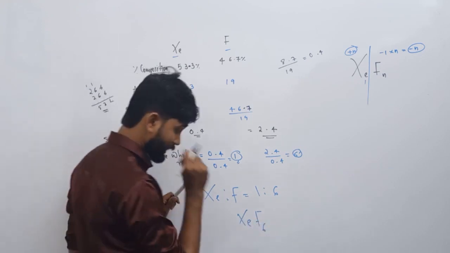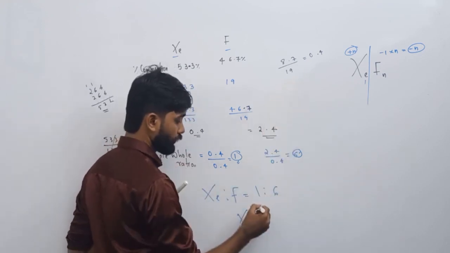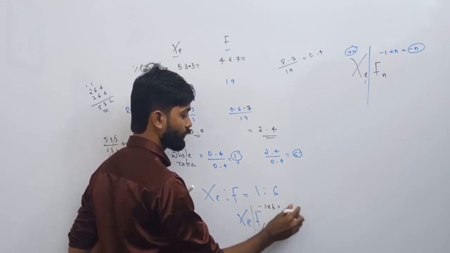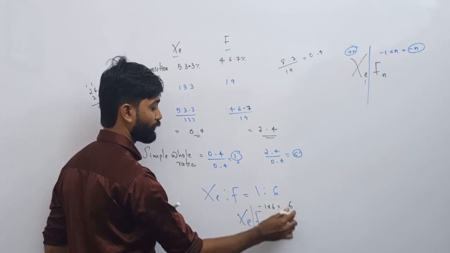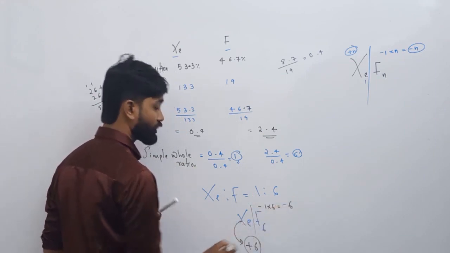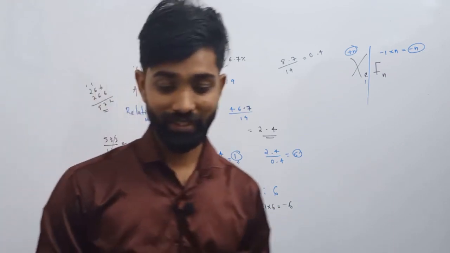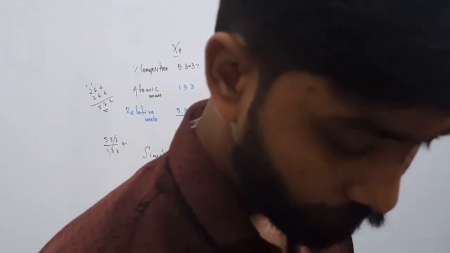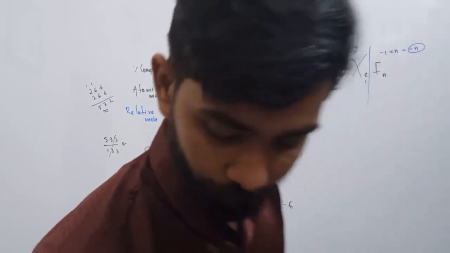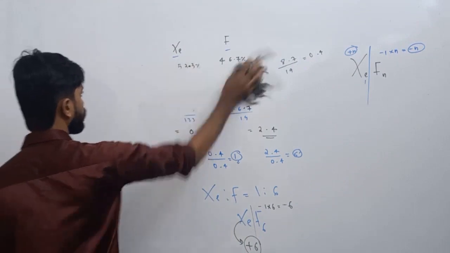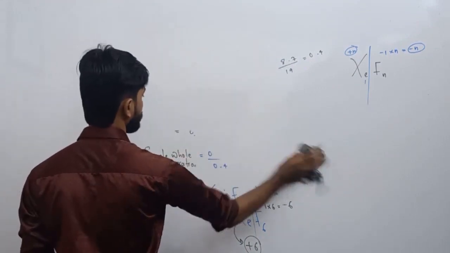If the molecular formula is XeF6, then fluorine will offer -1 into 6, that is -6. So your xenon should offer +6. So the oxidation state of xenon will be +6, right? It's a good question and something related with some basic concepts in chemistry.